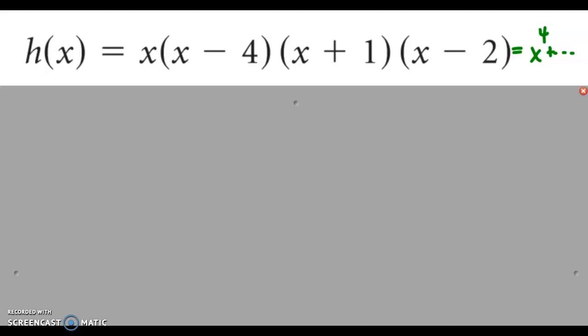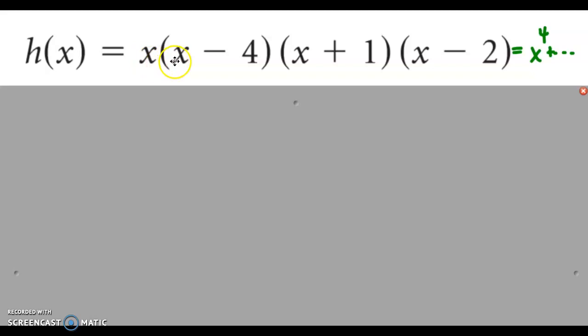Okay, let's take a look at a couple more examples of sketching polynomials. This one we have already factored out for us. So in order to determine the end behavior, we have to say, well, what would we have if we multiply this all back together? Now, I'm not going to do that. We don't need anything except the leading term.